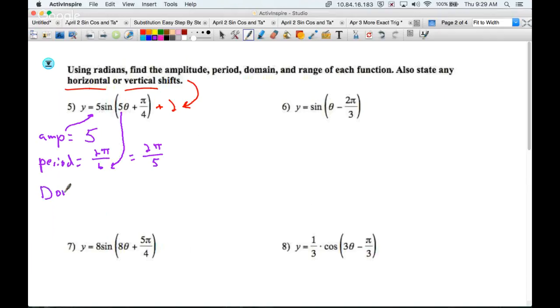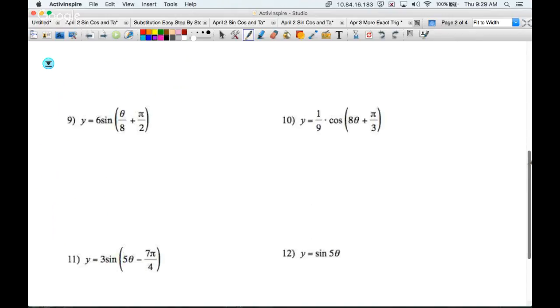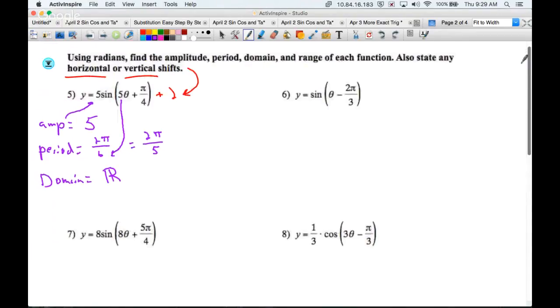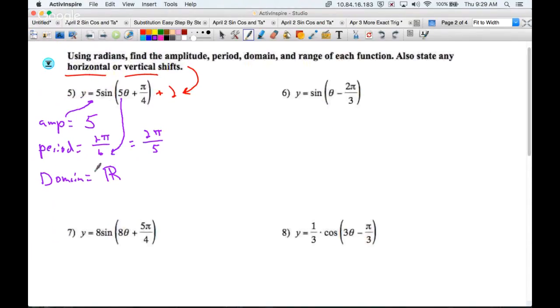Domain. For every single one of these, the domain is going to be all real numbers. The only one that has a restriction that we know of so far is tangent. Sine and cosine don't have any restrictions on the domain, so the domain's all real numbers.